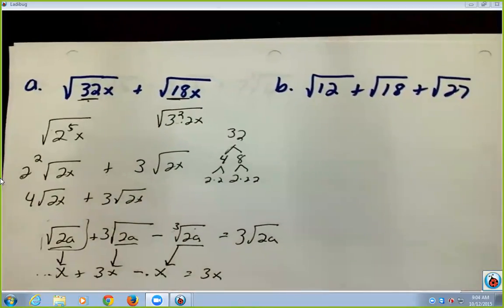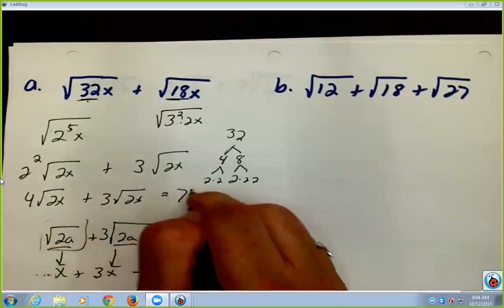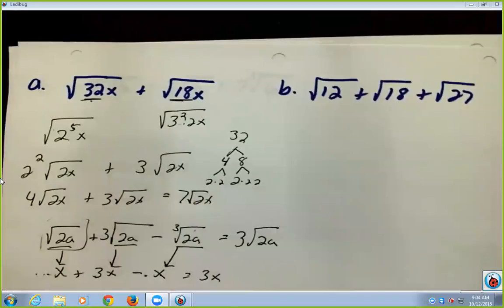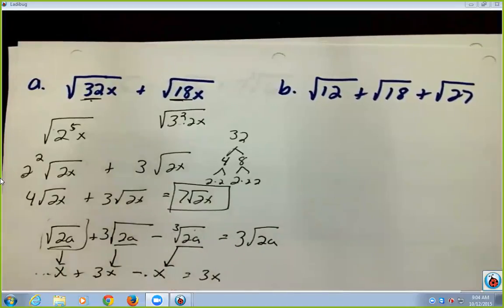And now I can combine these because they look alike. 4 plus 3 is 7, the square root of 2x. And so this becomes my answer to this one. And at first, they didn't even look alike. At first, they didn't have anything in common. But when you dig a little deeper, they have some common things that are part of them. So we need to look for that, and we need to see if we can have something that matches when we get all done with these. And if there's something left in there that would make a pattern.